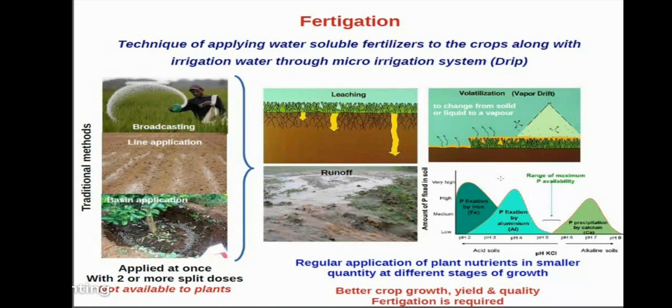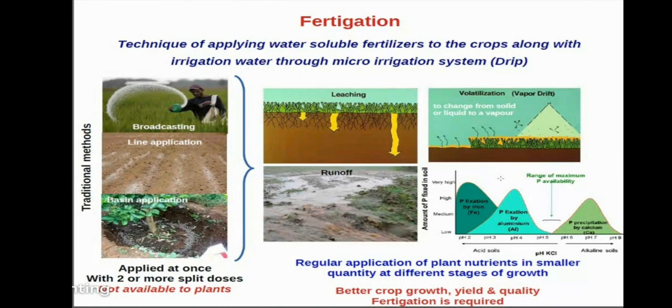Traditional methods are broadcasting, line method or basin method. These are applied at once or in two or more split doses. The whole fertilizer is not available to plants. Leaching, volatilization, vapor drift and runoff are seen. All these are the disadvantages of traditional methods.